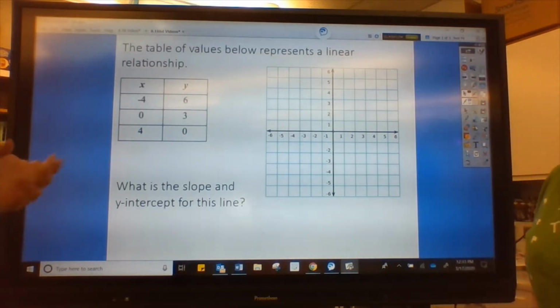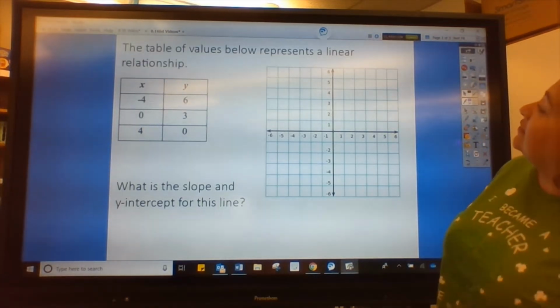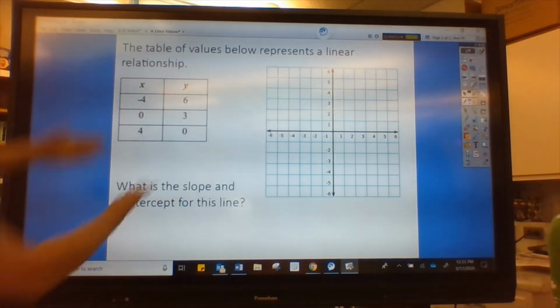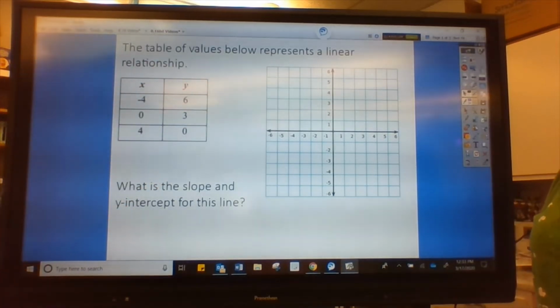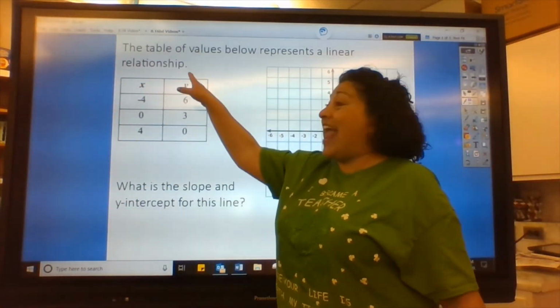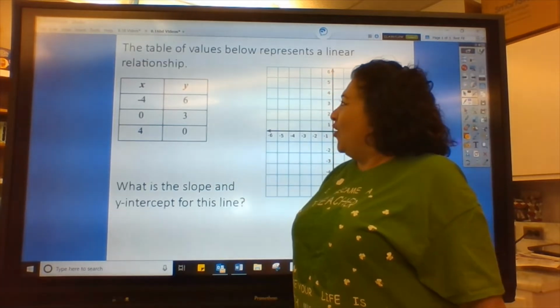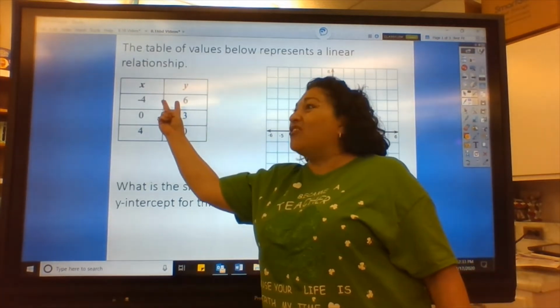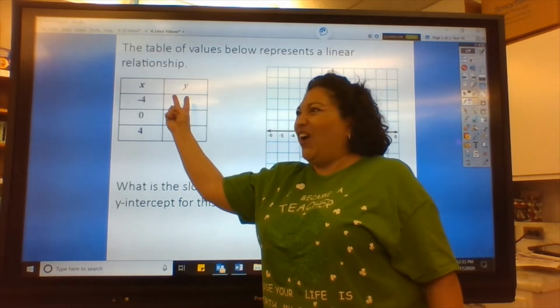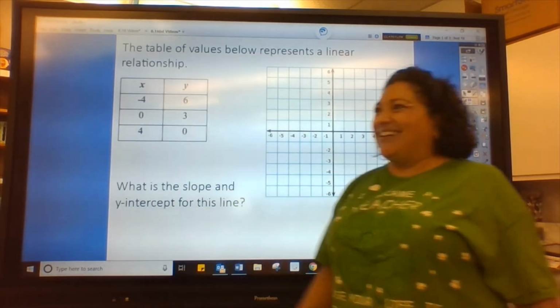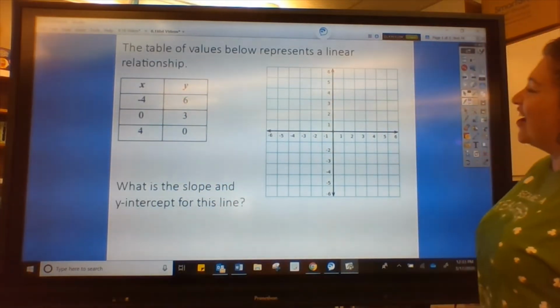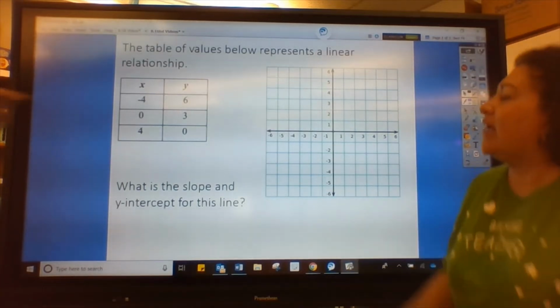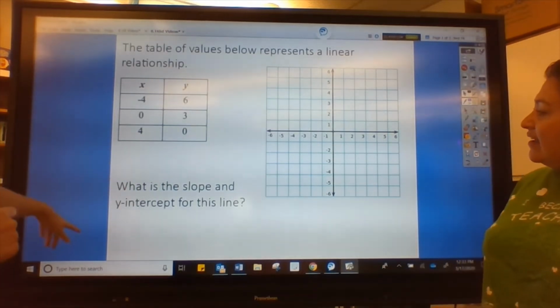All right, so this one says the table of values below represents a linear relationship. Table of values: X values and Y values. And they go together. They're like a coordinate pair. They make a point. I'm telling you, it's true. So the question is, what is the slope and the y-intercept for this line?